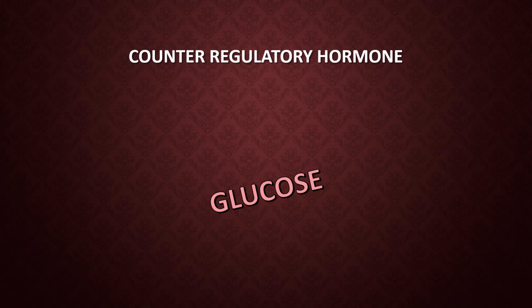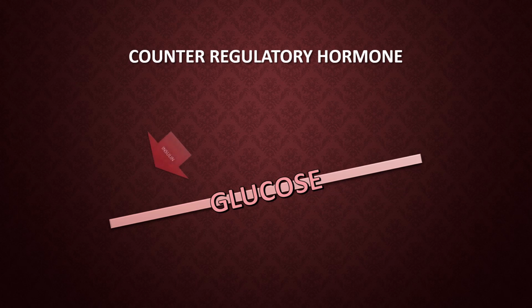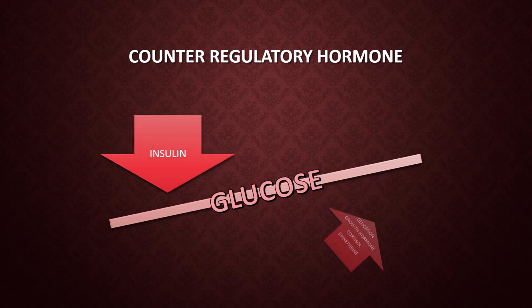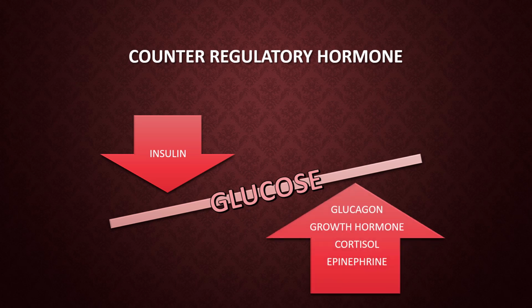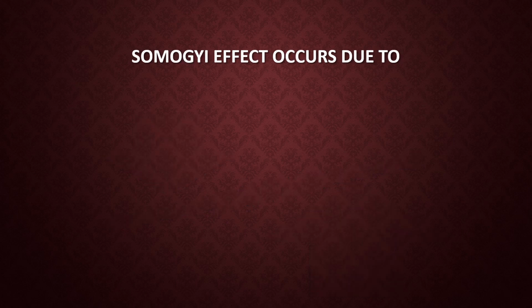First of all, let's learn about the counter-regulatory hormones. The glucose level in our body is reduced by the hormone known as insulin. That is why in a diabetic patient we give insulin. And the glucose level in our body is increased by hormones known as glucagon, growth hormone, cortisol and epinephrine. Now, what is the Somogyi effect?